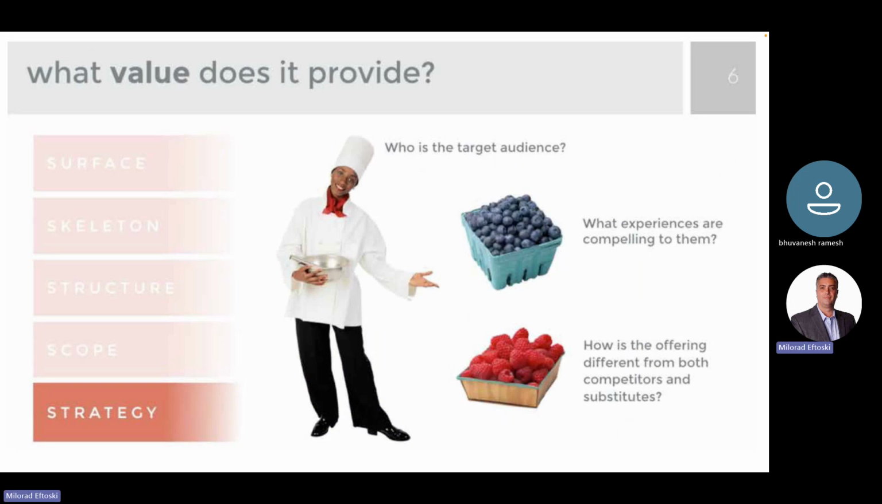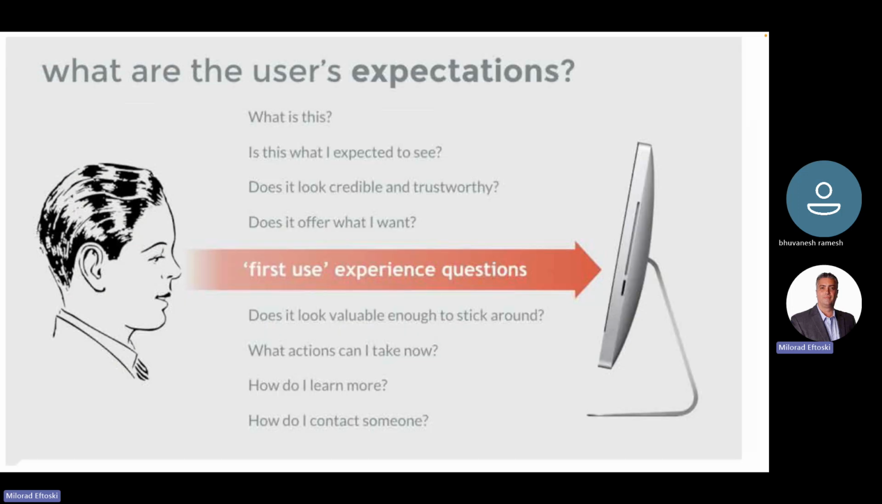What value does it provide? Who's the target audience? What experiences are compelling to them? How is the offering different from both competitors and substitutes? That's just replacing blueberries with raspberries. This is the most important diagram of all, I think, because you can really analyze how things are perceived. What are the user's expectations?